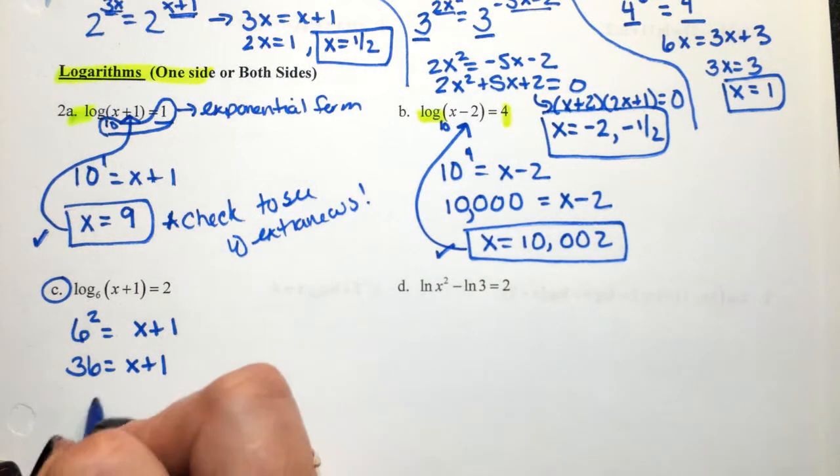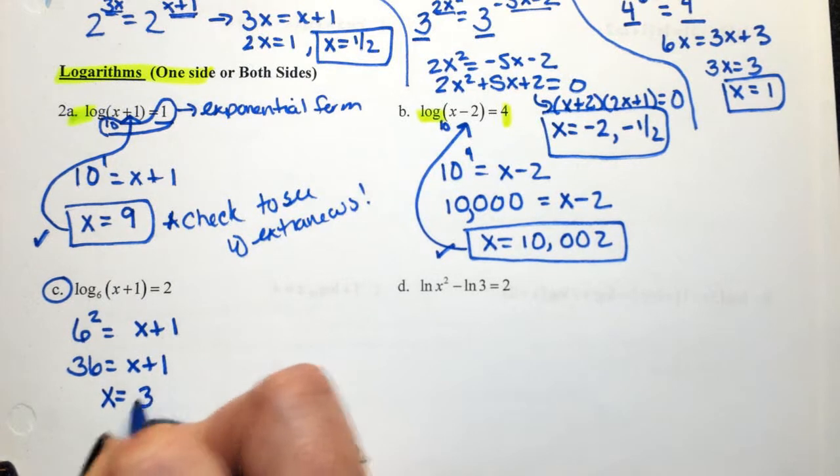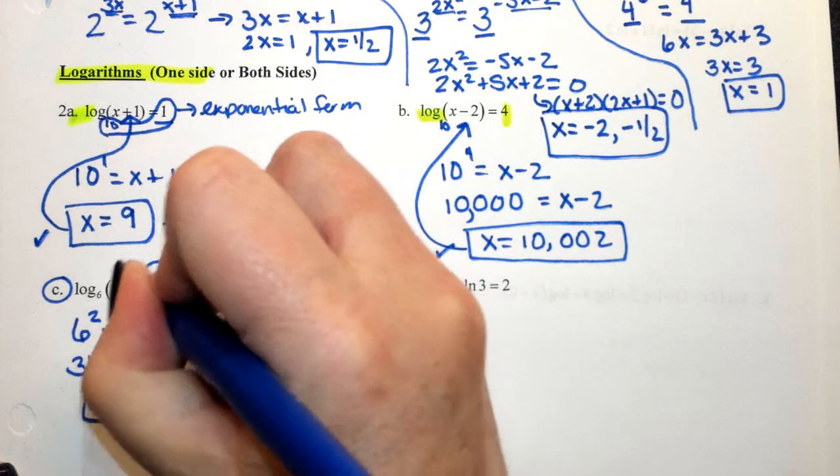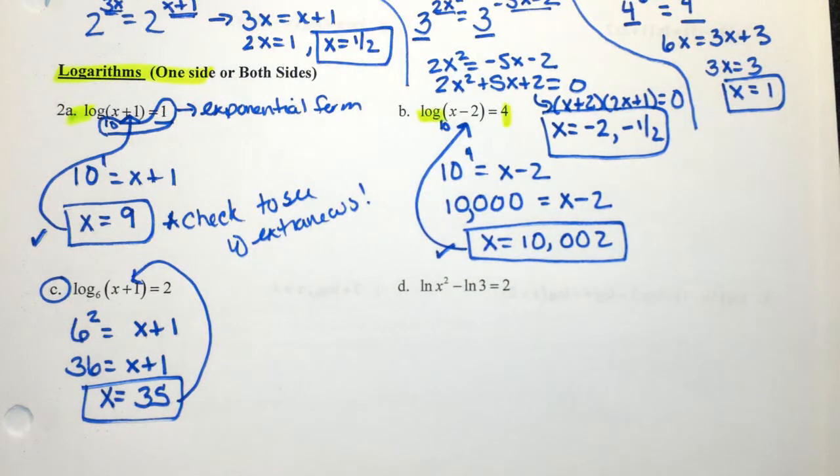So what's x going to be equal to? X will be equal to 35. And again, always plug it back into the original. Make sure it does not give you the log of a negative number. All right, any questions on C?